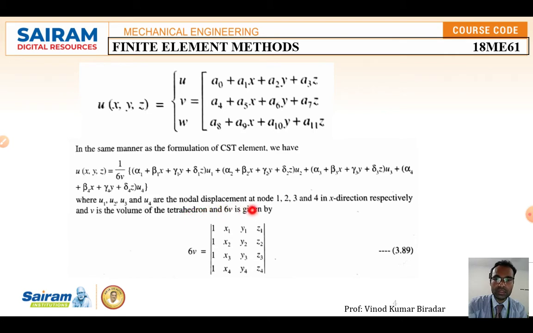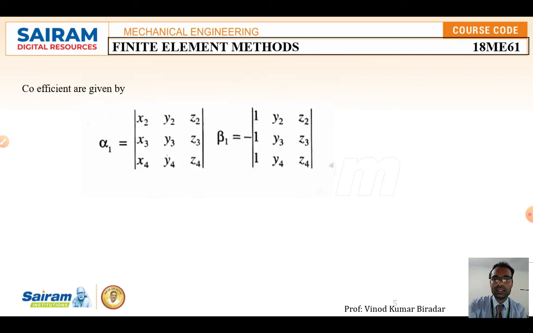And 6V is given like this. You have to write it in this fashion. For the tetrahedron, 6V is given by the determinant with rows 1 1 1 1, x1 x2 x3 x4, y1 y2 y3 y4, z1 z2 z3 z4. So after substituting this, you have to calculate the coefficients of the given matrix.